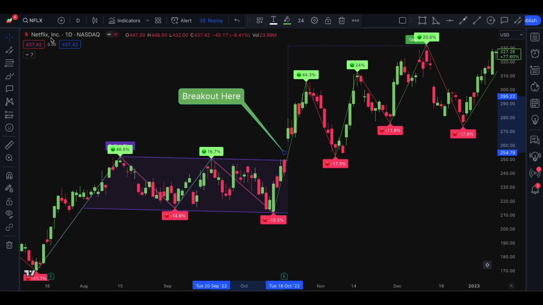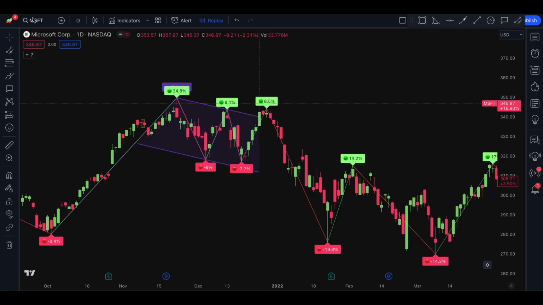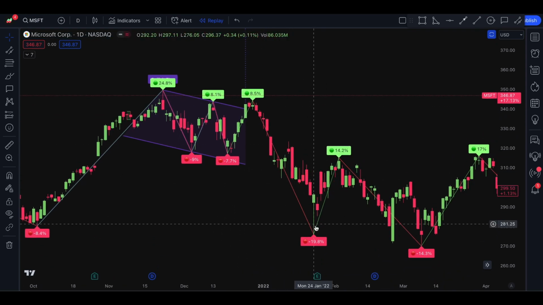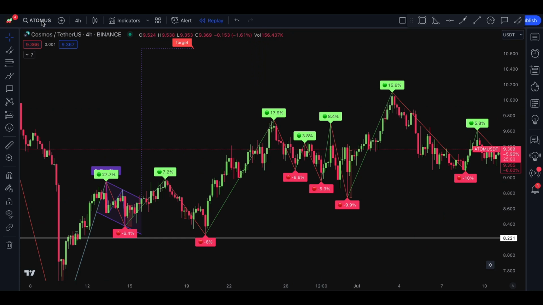To illustrate this pattern, let's examine an example involving Netflix. The price action adheres to the pattern and reaches the take-profit point. However, the example here on Microsoft showed that there are also times when the price fails to break out and continues to decline until it reaches a triple bottom. This last example on Atom once again highlights the market's unpredictable nature. Relying solely on a single indicator or chart pattern to predict market trends is not advisable. Sometimes, the price may test our stop-loss area before reverting to a reversal pattern.